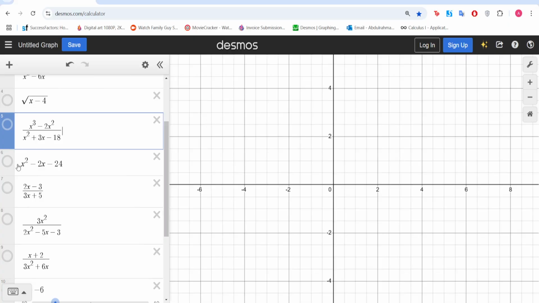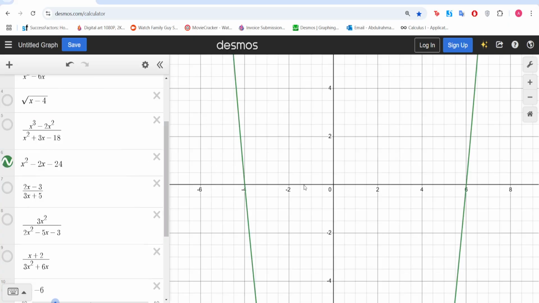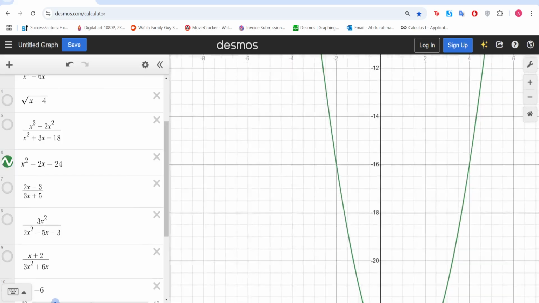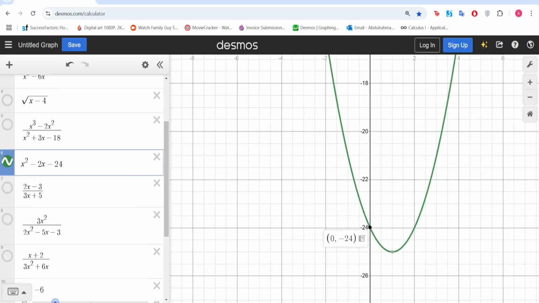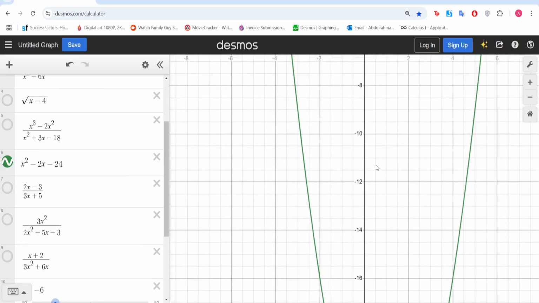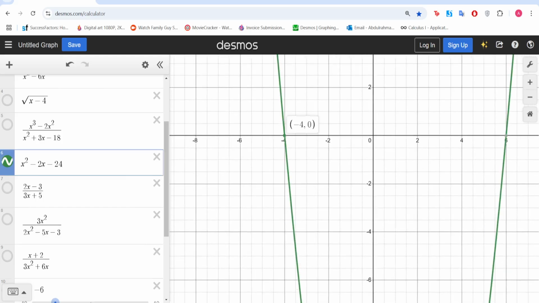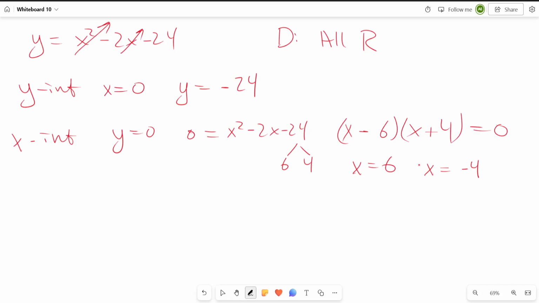Let's check that. So over here, our y-intercept is basically minus 24, as we calculated it. Our two x-intercepts are minus 4 and 6, so that means we are correct.